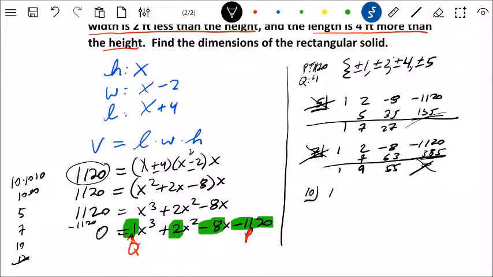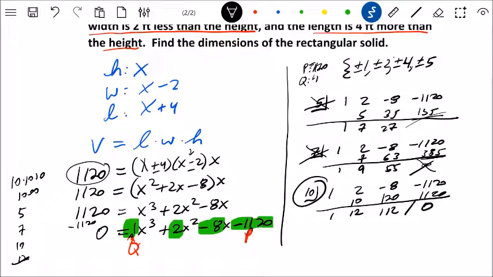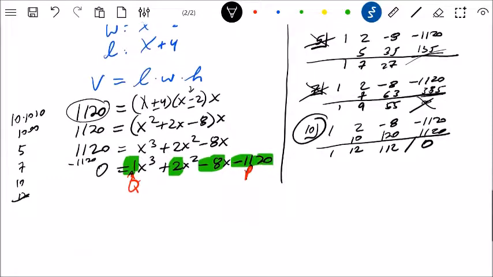So let's do 10. 1, 2, negative 8, negative 1120. So bring the 1 down. That's 10. That's 12. That's 120. That's 112. 10 times 112 is 1120. And when I add them, I get a 0. So this is a 0. That's a perfect factor for it.